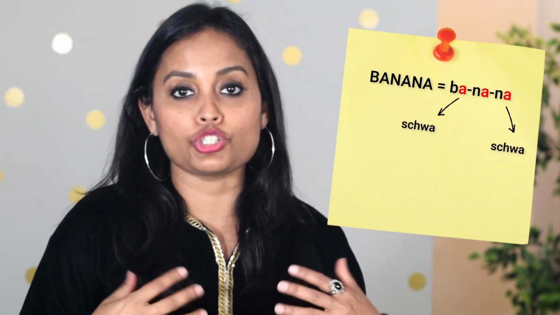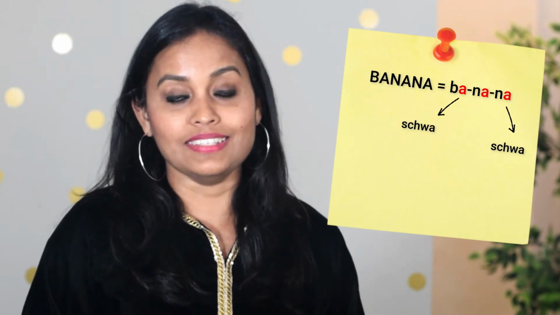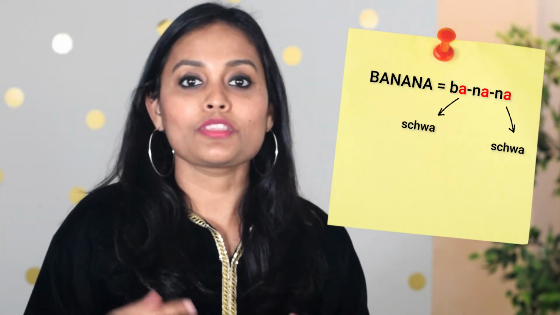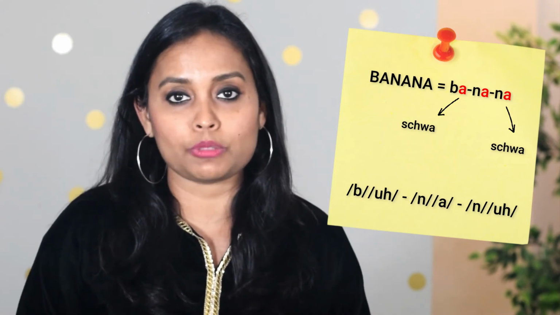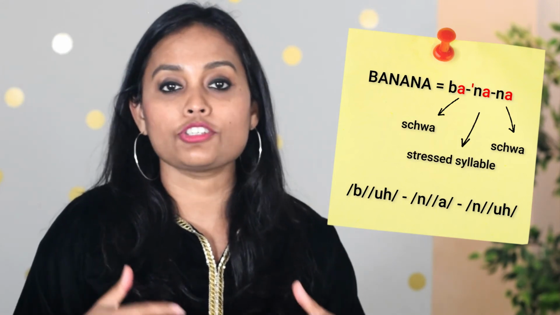Let's take another example, the word banana. As you can see, all the 3 syllables are open syllables because they end with the vowel A. However, only the vowel A in the first and the third syllable make the schwa sound: b-a, n-a-n, a. The reason why the vowel A in the second syllable does not make the schwa sound is because the second syllable is a stressed syllable.